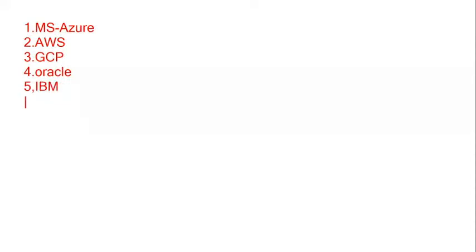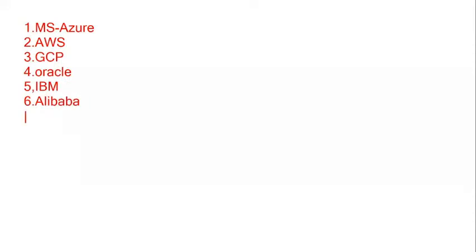One is Microsoft Azure. Second one AWS. Third one GCP, Google Cloud. Fourth, Oracle Cloud. Next, fifth one, IBM Cloud, I can say IBM Bluemix. Okay, next sixth one, Alibaba.